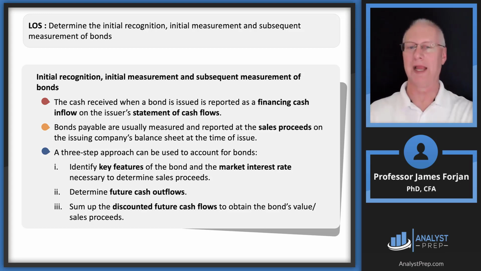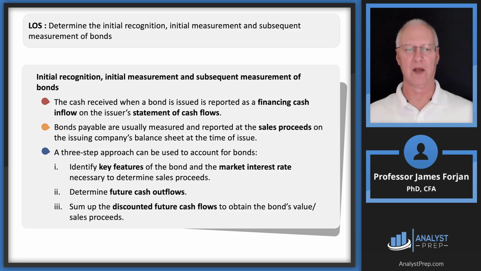But what do I get? Well, I get a bunch of cash, right? I have this cash inflow of $1 billion. So that's going to go under the financing cash flow on our statement of cash flows. And then on the balance sheet, I'm going to recognize a bonds payable, which is probably going to be somewhere around the sales proceeds. That's $1 billion.